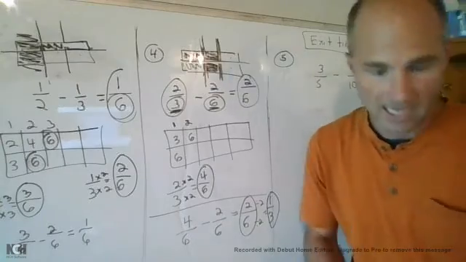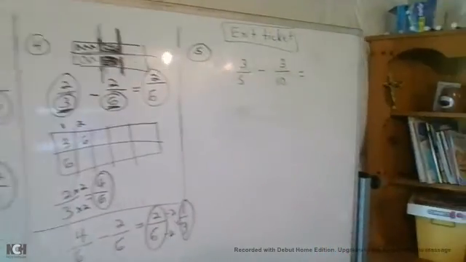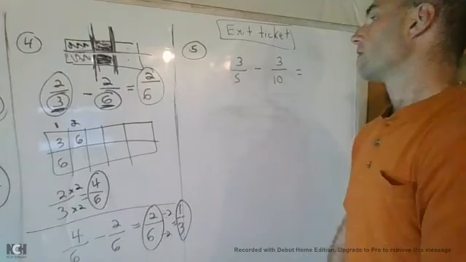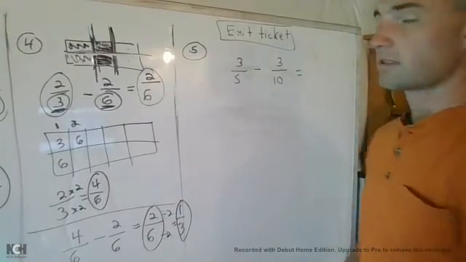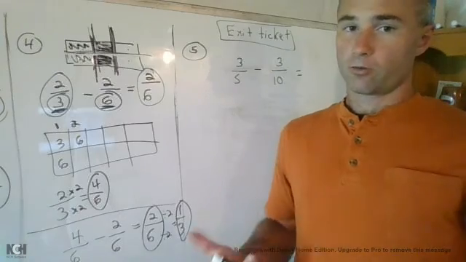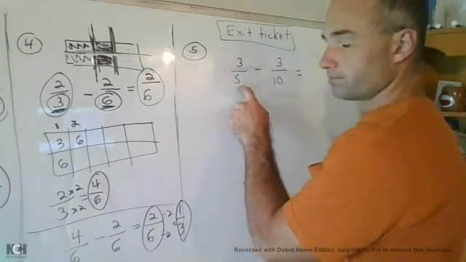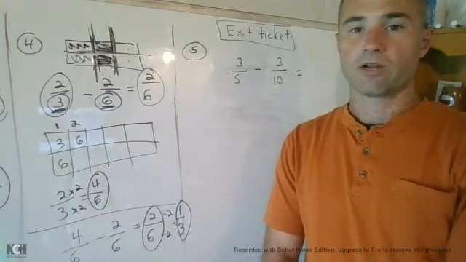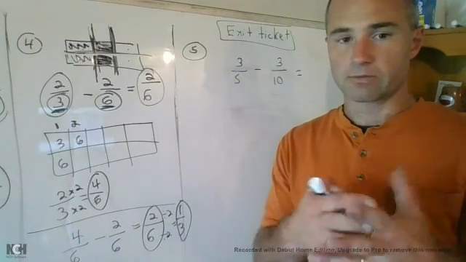All right, number 5. This is your exit ticket. 3/5 minus 3/10. There's a picture that goes along with it, so use that picture to help you out. Or maybe find the common denominator and then subtract. Whatever's easier for you or makes the most amount of sense.